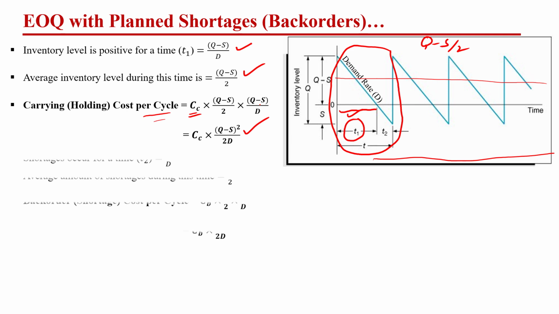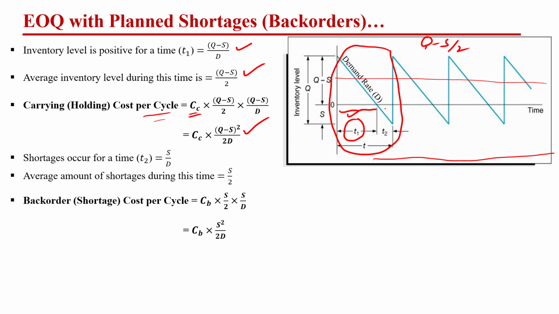Same is the case for how we can calculate the shortage cost, which means for T2, the time per order cycle in which we have the shortages, which is S by D. The average shortage quantity in this time period would be S by 2, because S is representing the shortages quantity, and CB is representing the back order cost. If we multiply with this, we will get the back order or shortage cost per cycle. And what would be the order cost? That is going to be C naught per cycle, right?